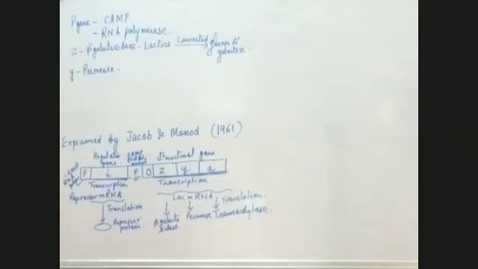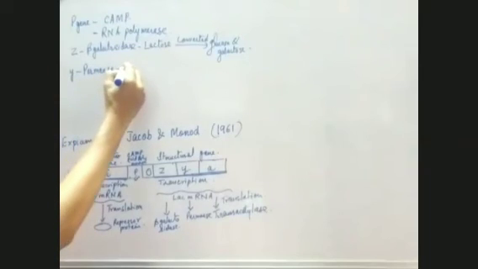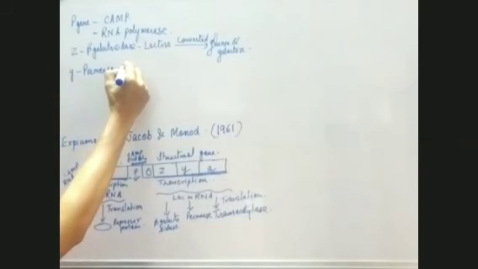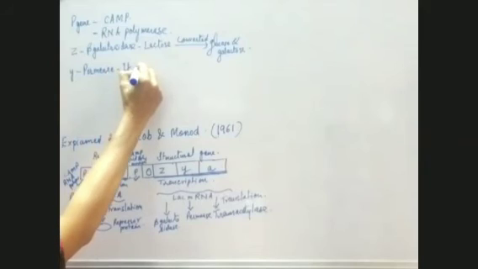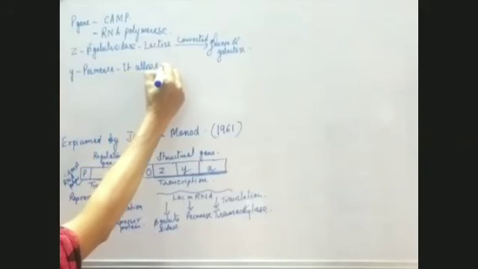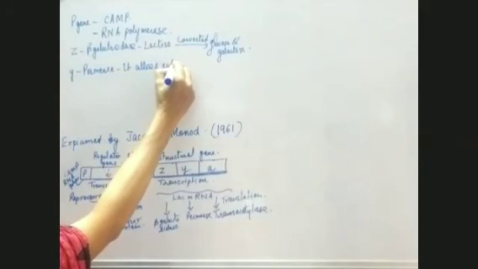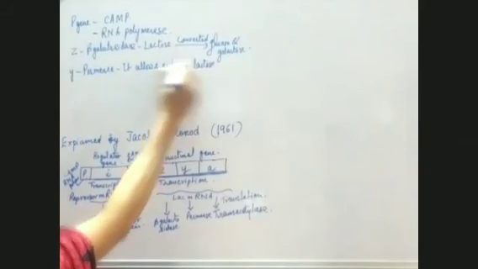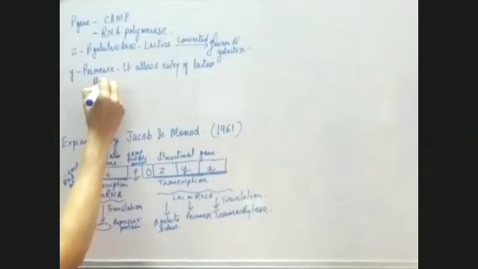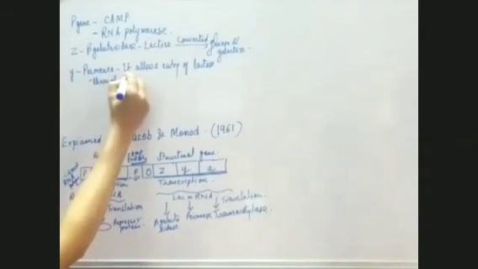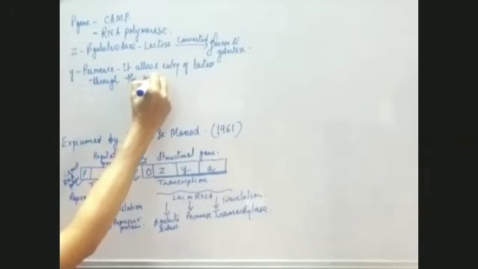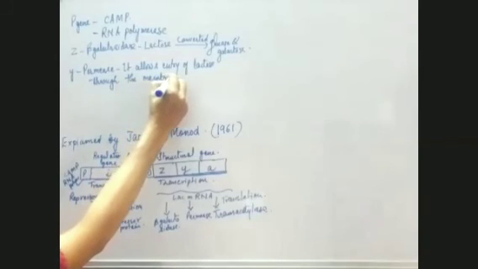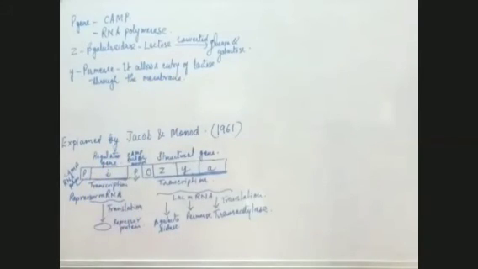Permease is released, and the function of permease is to allow entry of lactose from outside through the membrane. See, for the digestion of lactose, first it should enter the cell.